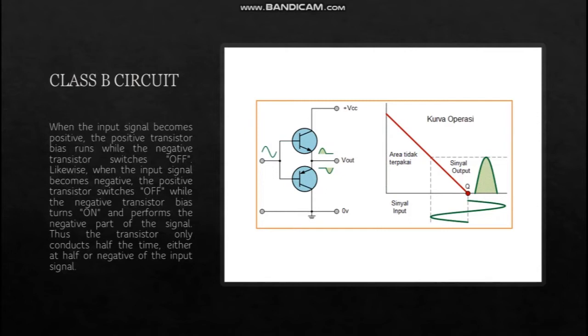In this class B circuit, when the input signal becomes positive, the positive transistor biases on while the negative transistor switches off. Likewise, when the input signal becomes negative, the positive transistor switches off while the negative transistor biases on and performs the negative part of the signal. Thus, the transistor only conducts half the time, either at the positive or negative half of the input signal.